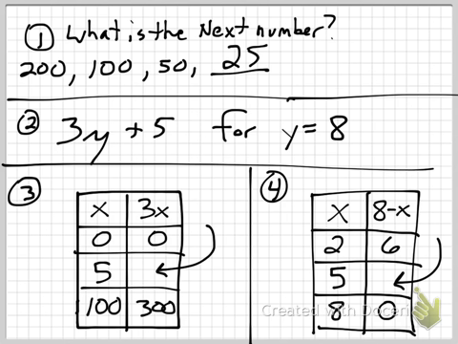3y plus 5 for y equals 8. What am I going to do here? Emily, what am I going to do? It's called replace the y with the 8. How do I replace it, though? It's very important. How do I replace it? In parentheses. I need to rewrite that y.